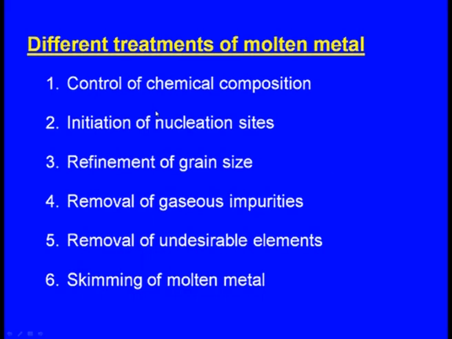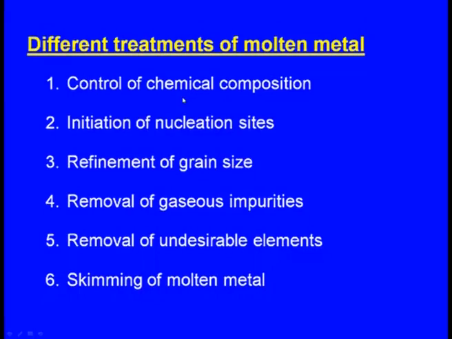Well friends, in this lecture we have seen different treatments of molten metal. We have seen control of chemical composition, where we add alloying elements. If the molten metal requires certain alloying elements and they are deficient, we add them in the form of granules. So this is the control of chemical composition we have seen. Next one, initiation of nucleation sites. This is for modifying the solidification structure so that we get better mechanical properties from the casting. So this also we have seen.